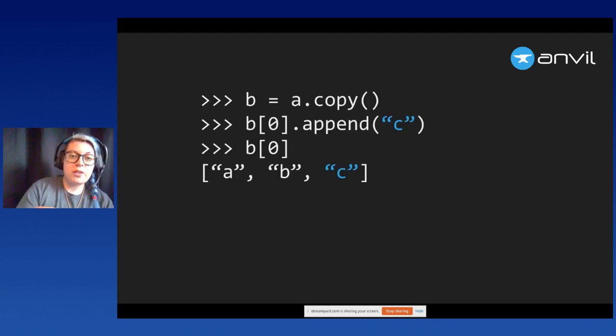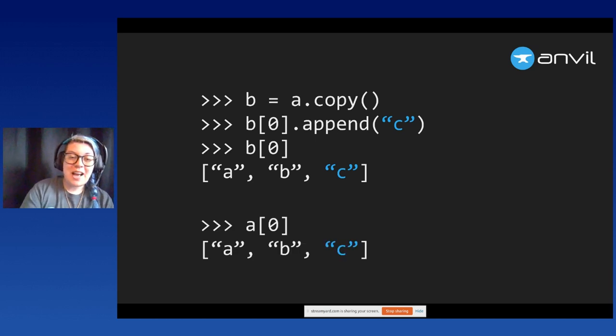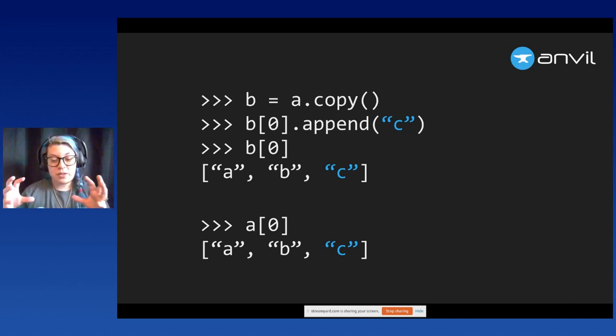So I've got this list of lists, I've made a copy of it, and I'm accessing the first element of it, which is itself a list, and I'm appending a new element to it with append C. And you can see that that has changed the list that lives within A as well. Even though we did A copy, we're still changing the contents of A because the elements of the list that got copied over when we did that copy method are themselves objects that are pointed to.